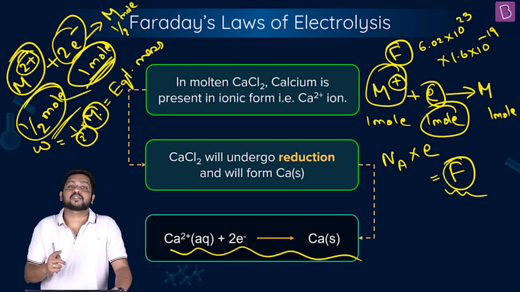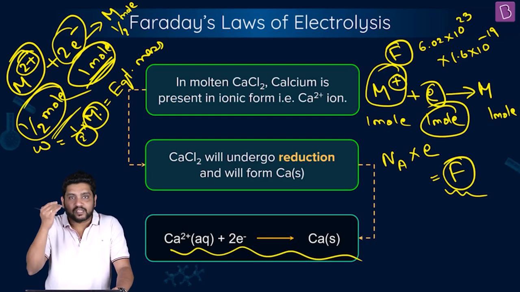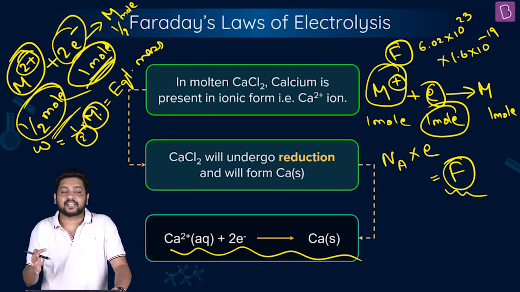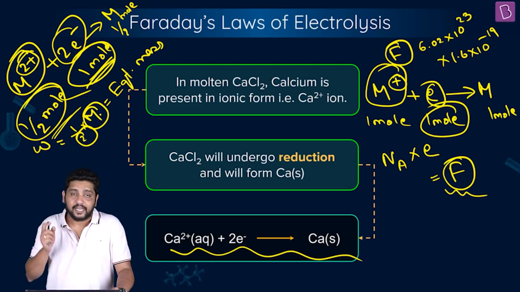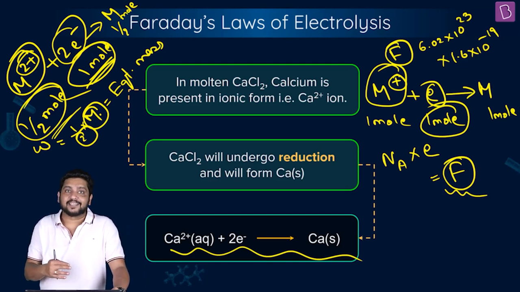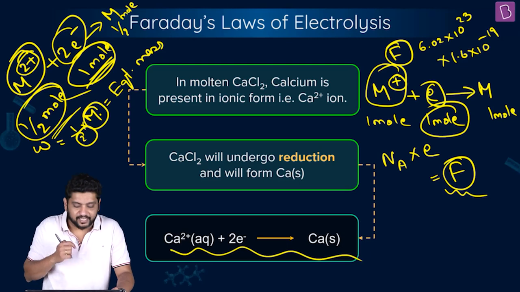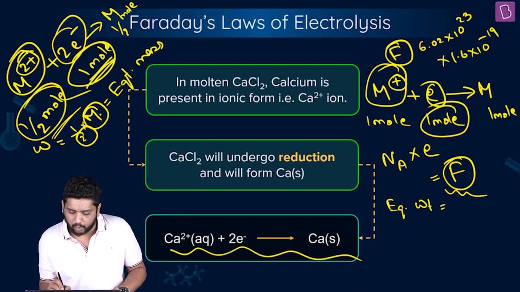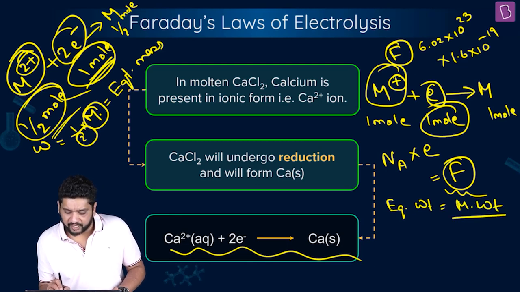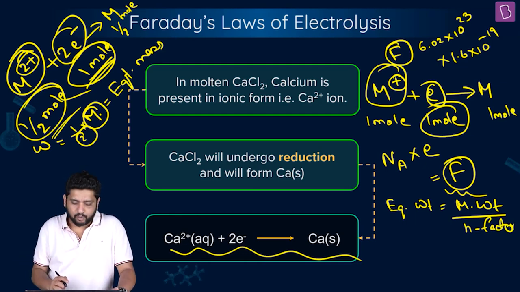1 equivalent of substance is obviously molar mass divided by N factor. That N factor is the number of electrons lost or gained per ion. So when you divide molar mass by this number, what you are going to get is equivalent mass, right? I'm sure you remember this also. Equivalent weight is given by molar weight divided by N factor, right? And N factor is number of electrons lost or gained per mole of the substance, right?